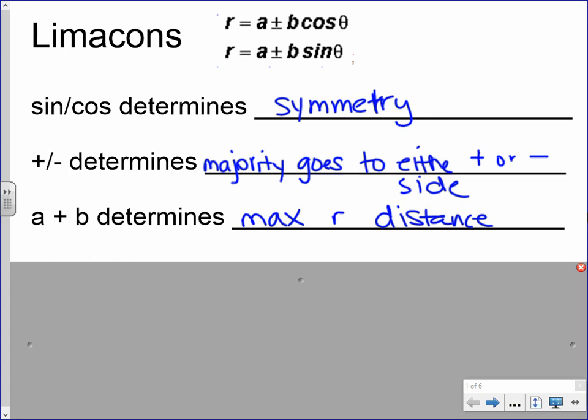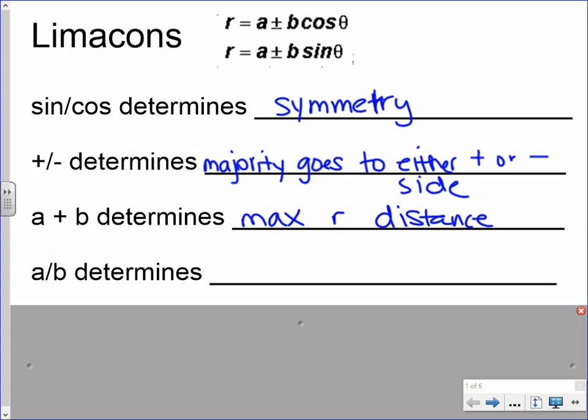Now, keep in mind, A and B are always going to be positive numbers. We're viewing the addition versus subtraction between them, but A and B are both going to be positive. So when you add them together, that's going to be your max distance from R. And that's going to correlate up here. A majority of our limaçon is going to be on a particular side based on this max R distance. That's how far it's going to be from the pole.